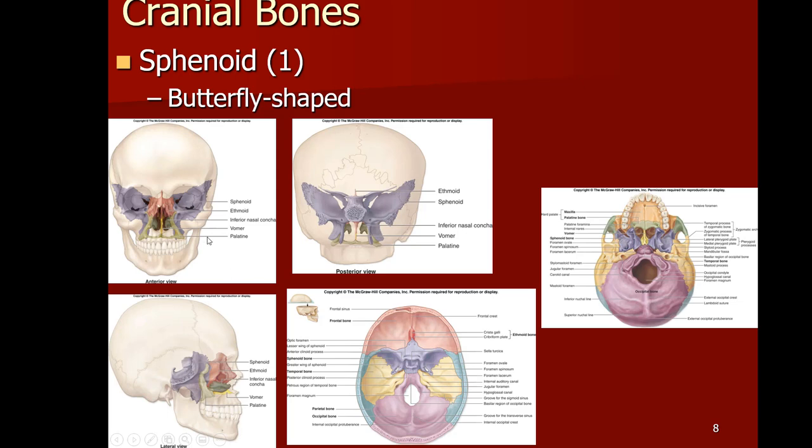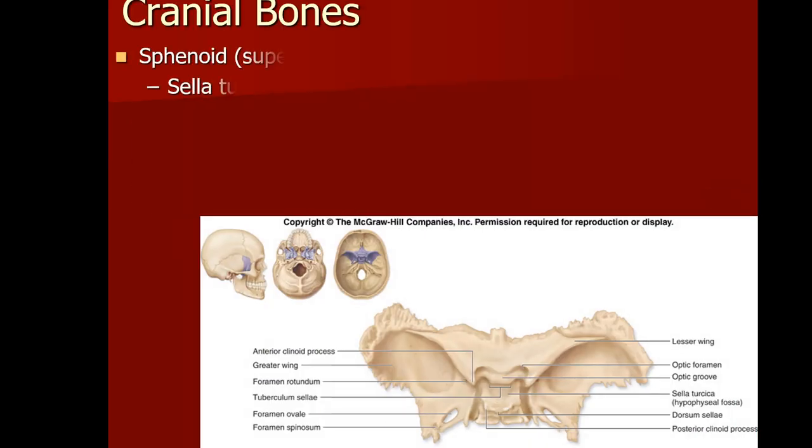So sphenoid. If we take it out of the skull and look at it, it's a little bit easier to see the markings on it. So I'm going to give you a couple of views. This is the top view, so just make sure you understand what you're looking at. You're looking down at the skull like this. Like if you were to be able to cut the top off of the skull and look down in it, this is what we're looking at. That's the sphenoid bone right there.